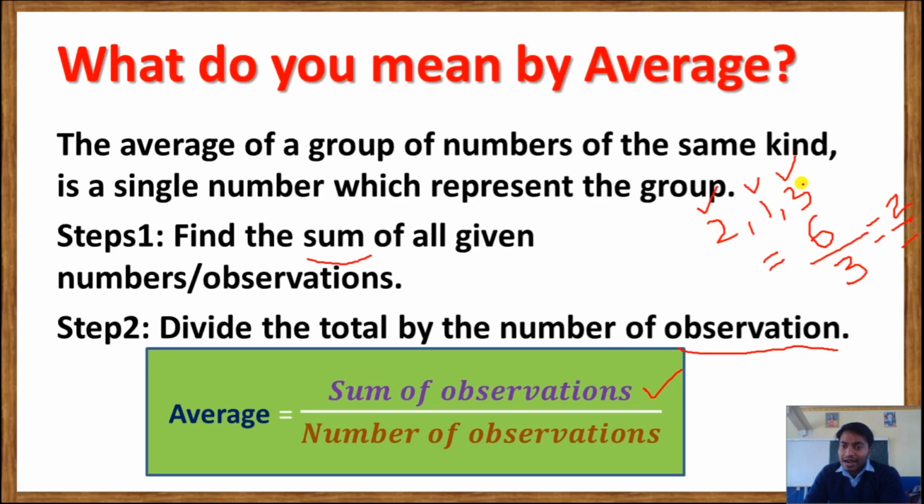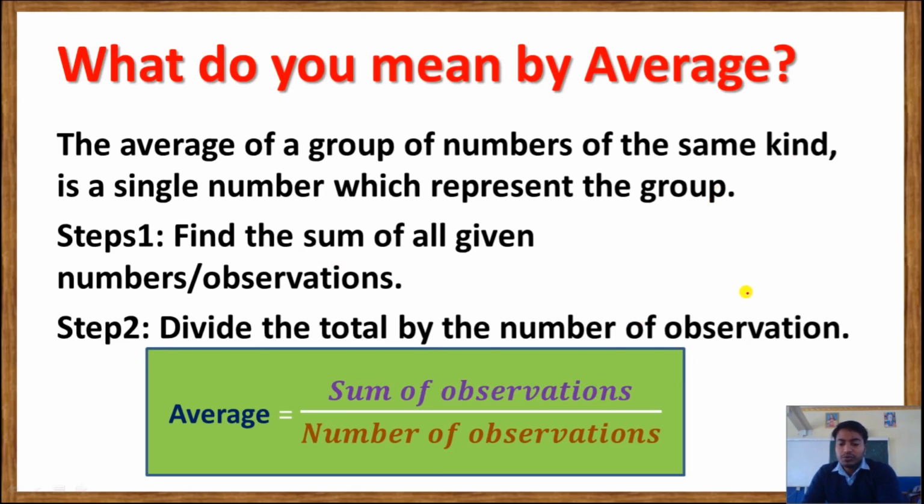First we have to add the observations given. After that we count the number of observations, as you can see on the screen, 1 2 3. Here you can see this 6, the total of these numbers, and I have divided it by the number of observations, here 3. When we divide we get 2, understood? So this is the formula, this you have to learn: average equals sum of observations by number of observations, and this is the example. This is how we find the average.